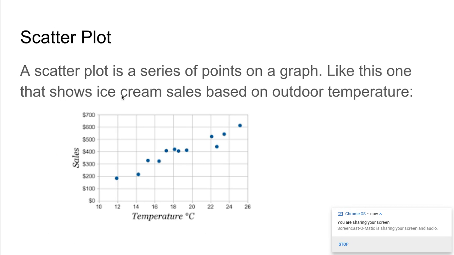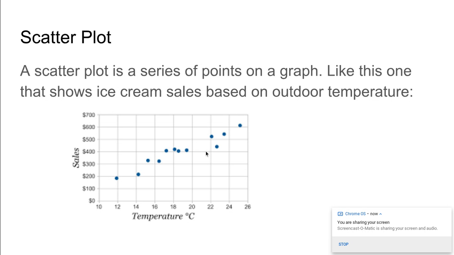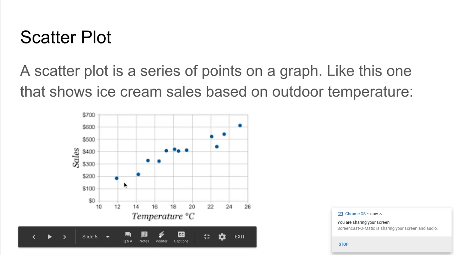So a scatter plot is a series of points on a graph. Here's an example. This is temperature versus ice cream sales. You can see as temperature gets hotter, they sell more ice cream. But there's not a perfect line in the data. We would have to get a line that fits it as best as possible, and that's the idea behind linear regression.